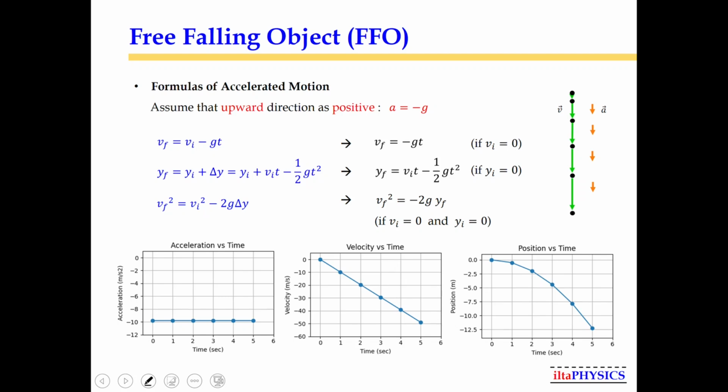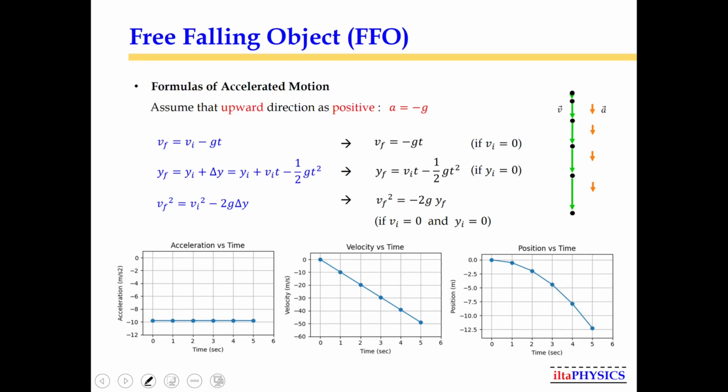Just like in horizontal motion, where we usually take the rightward direction as positive, in vertical free fall we usually take the upward direction as positive. In this case, the acceleration of the falling object is g. Other than that, all of the kinematic formulas are exactly the same as the ones we studied before. The only change is that the acceleration is replaced with g. As you can see, the formulas show the velocity and position at any time, as well as the relationship between velocity and displacement without time parameter. Again, the only difference is that acceleration is written as g.